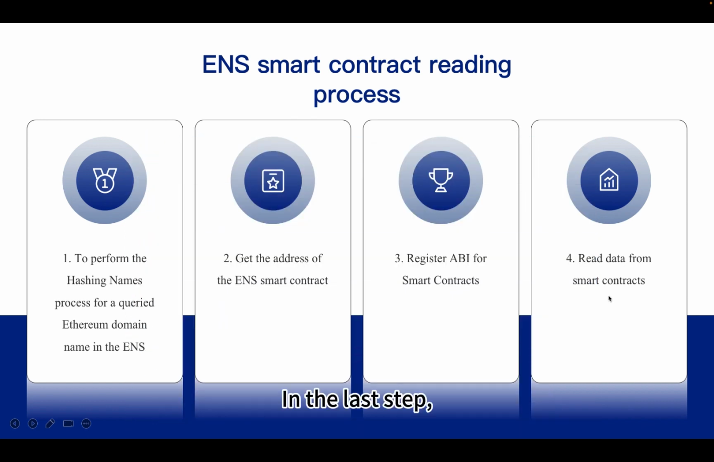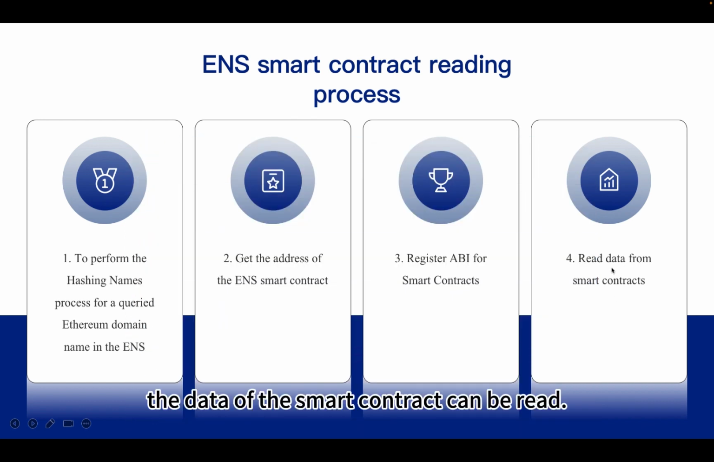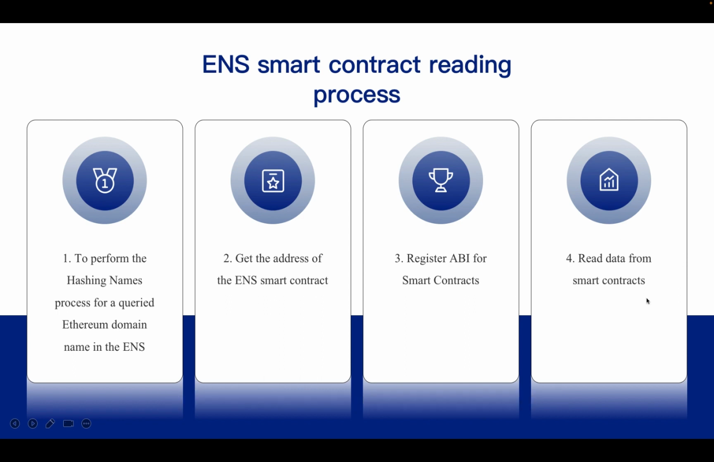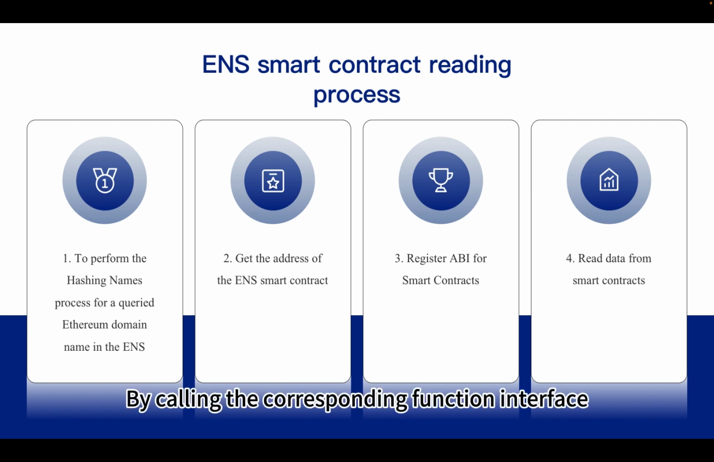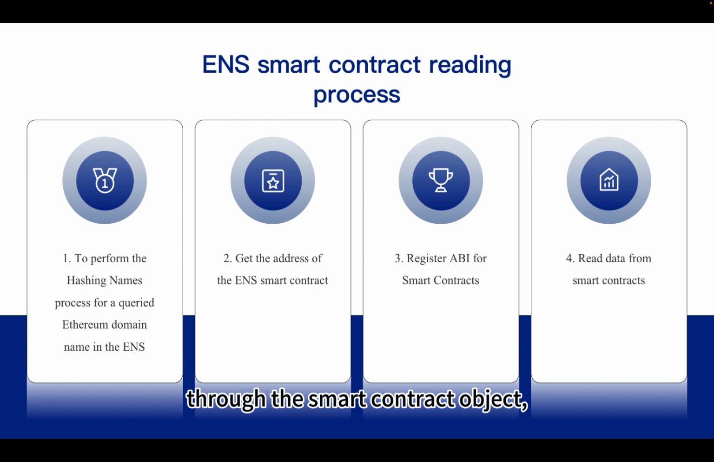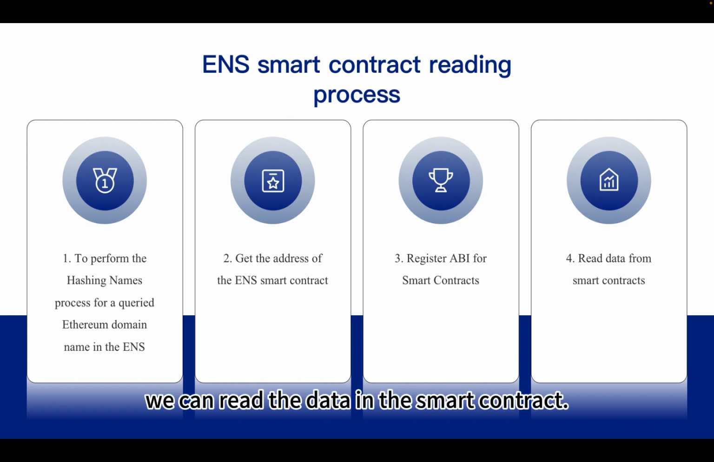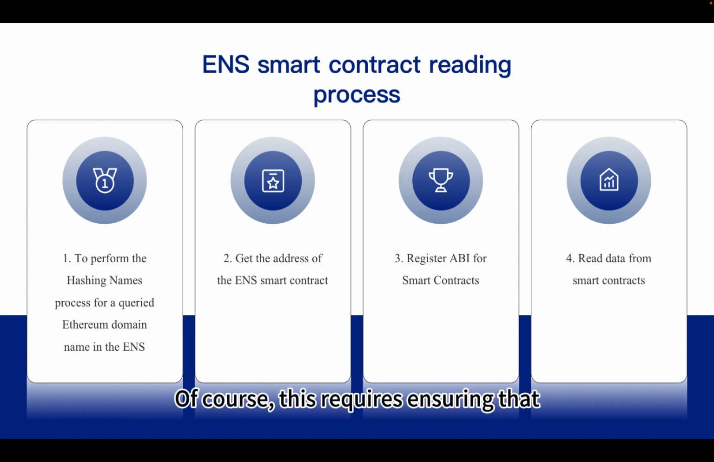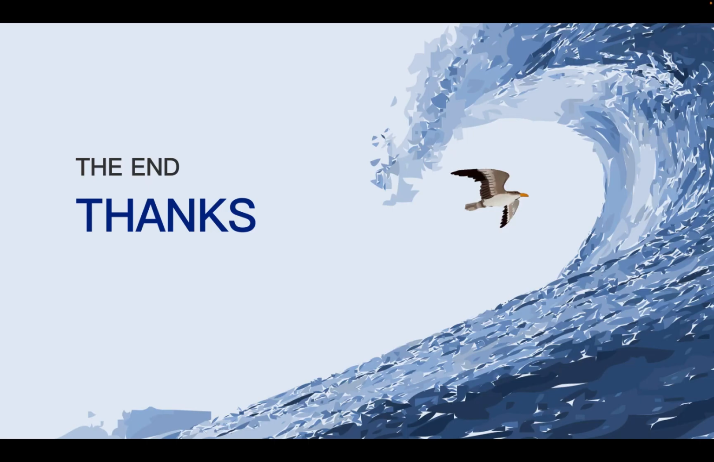In the last step, the data of the smart contract can be read. By calling the corresponding function interface through the smart contract object, we can read the data in the smart contract. Of course, this requires ensuring that we have a smooth connection to the Ethereum network and sufficient access permissions.